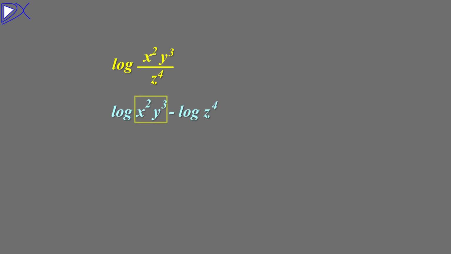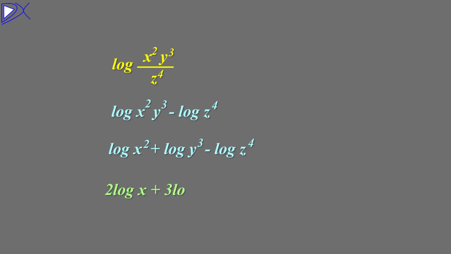Because you have a product in the first term, we will use the product rule. This will give us log x squared plus log y cubed minus log z power 4. Lastly, we use the power rule on all terms to get 2 log x plus 3 log y minus 4 log z, and that is it.